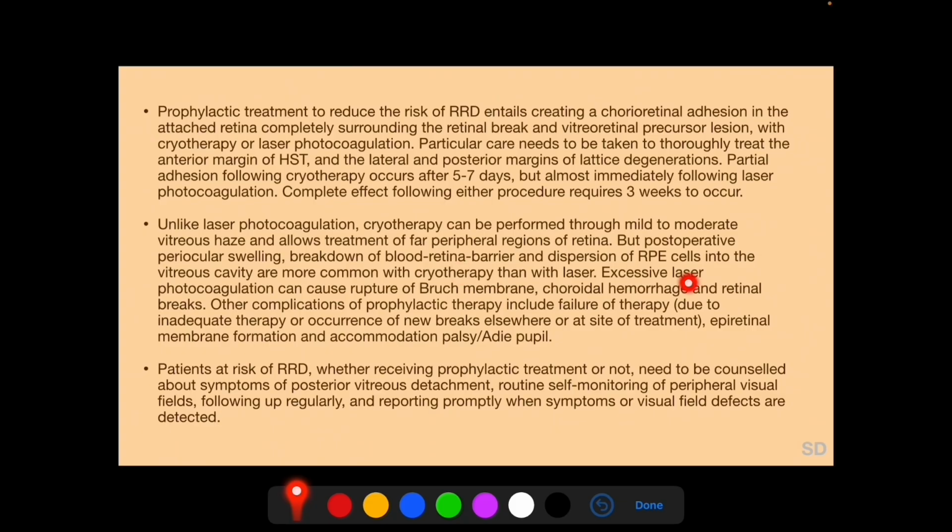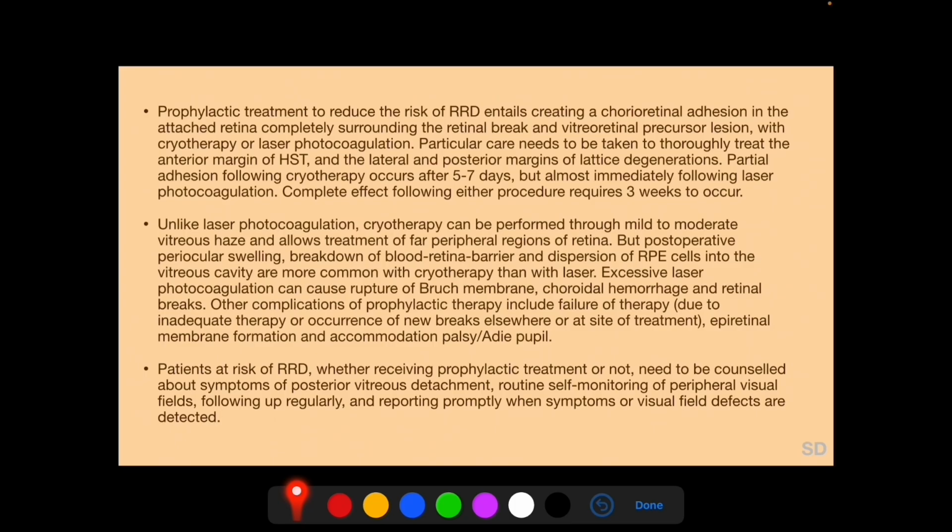Excessive laser photocoagulation can cause rupture of Bruch's membrane, choroidal hemorrhage, and retinal breaks. Other complications of prophylactic therapy include failure of therapy either due to inadequate therapy or occurrence of new retinal breaks elsewhere or at the site of treatment, epiretinal membrane formation, and accommodation palsy and or Adie's pupil.